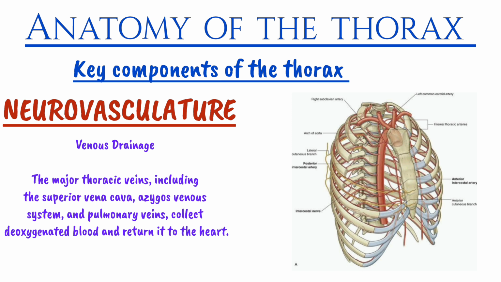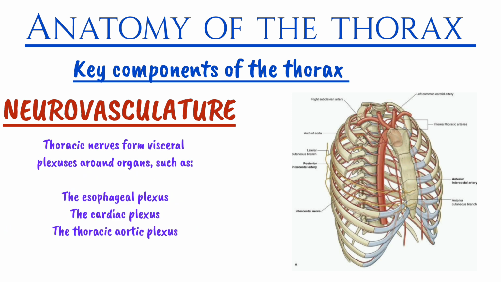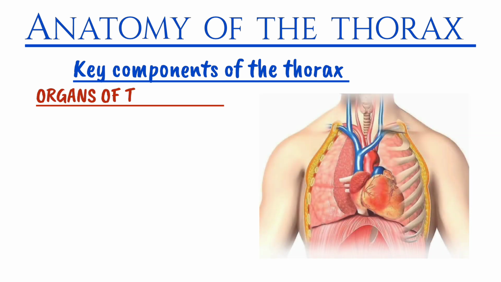So for nerve innervation, the thoracic nerves form the visceral plexus around the organs, such as the esophageal plexus, the cardiac plexus, and the thoracic aortic plexus. Now let's talk about the organs of the thorax. The thorax contains many vital organs, each with their distinct function.